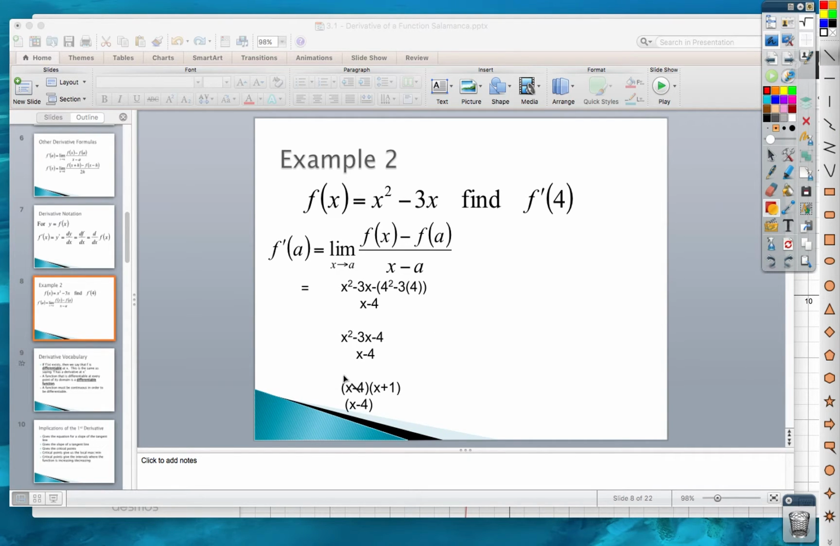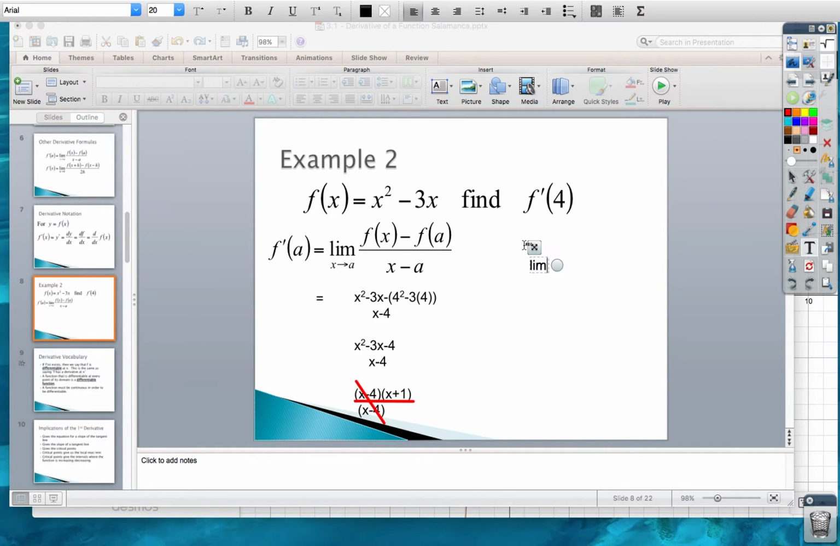You'll notice here that the x minus 4's on the numerator and denominator can be cancelled out, and you are left with the limit as x approaches 4 for the function x plus 1. Then we substitute the limit in there. We get 4 plus 1, and that's equal to 5. So f prime of 4 is equal to 5. So the slope of the tangent line at x equals 4 is 5.